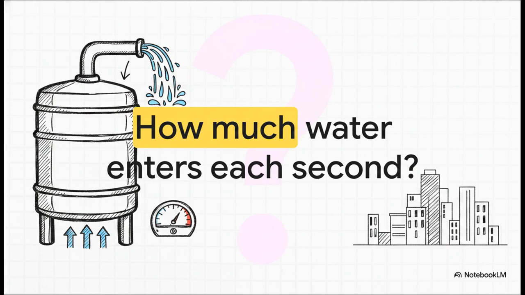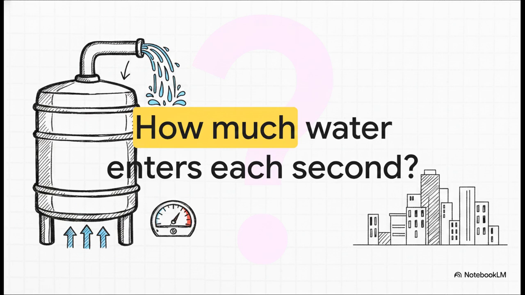We've talked about a car, but what about massive critical infrastructure? Picture a huge municipal water tank. Water is flowing in at a certain measurable rate. Just like the car's speedometer, that flow rate tells us exactly how much water enters the tank every single second.